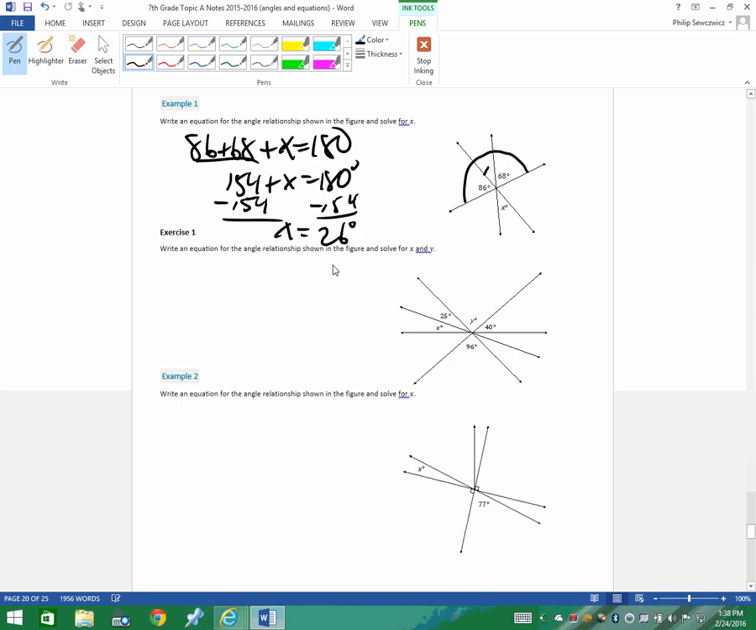X results in 26 degrees. For these last two, let's see if you can put it on pause. You can solve both of them there. So go ahead and pause, and then come on back and check and see what you did.